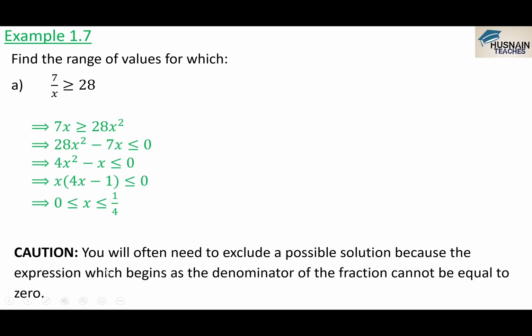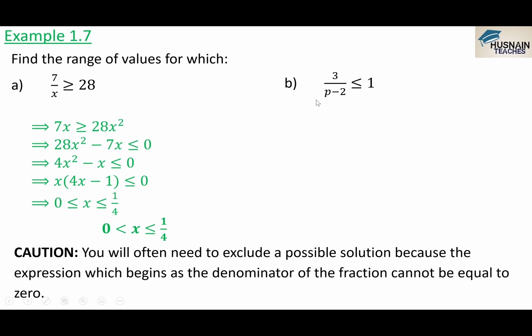Something to be cautious about is you'll need to exclude a possible solution, because the denominator of a fraction can't be equal to 0. So we're just going to exclude the 0 by removing the equal symbol there, and we're going to be left with just this inequality here, and this is the range of values for which this inequality is true. We'll do a similar thing for this question.